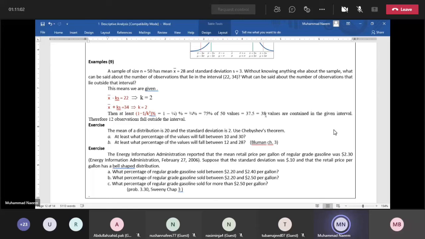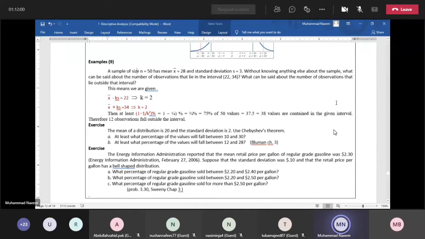We have studied by the empirical rule that approximately 95% of the data will be contained in the two standard deviation interval. But here we are calculating that 75% of the data, at least 75%, is contained. If the distribution were normal, then we say that approximately 95% of the data is contained in our given interval. So remember this difference.